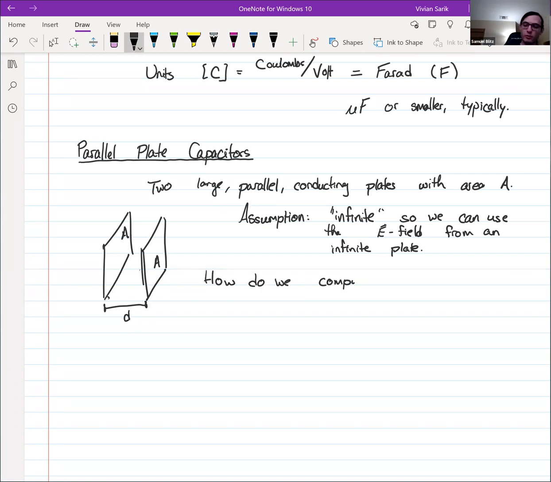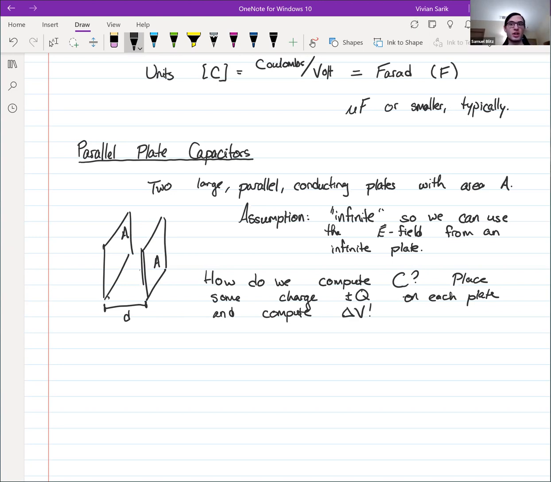If we wanted to do that, how would we do it? Well, all we do is a thought experiment. We imagine that we place some charge plus or minus Q on each plate. And then we compute the potential difference between those plates. And then we just divide Q by that potential difference. It's just that easy. We imagine the scenario, we figure out what the potential difference is based off of how the charges are distributed, and that will give us a potential difference. Then we just divide one by the other.